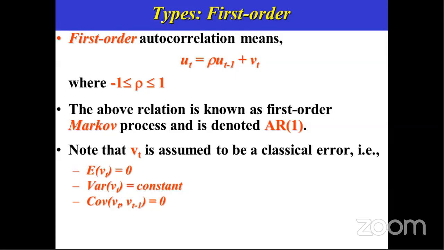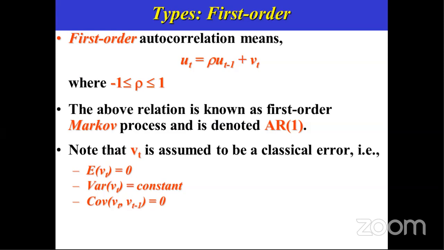So this error term of this autocorrelation function, you can also call it an autocorrelation function. The error term of this autocorrelation function satisfies all the assumptions of your classical linear regression model. This is another important point which you should bear in mind.